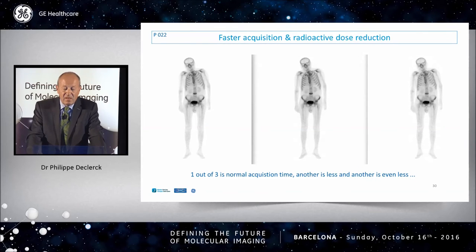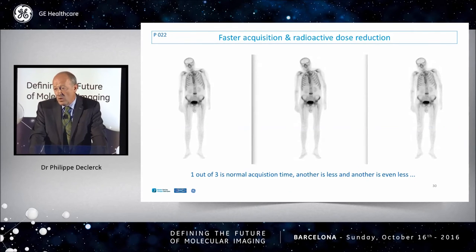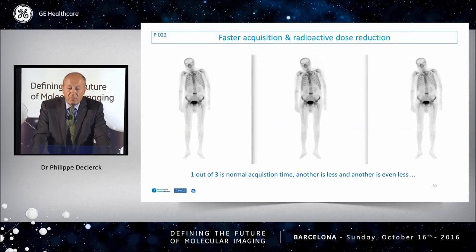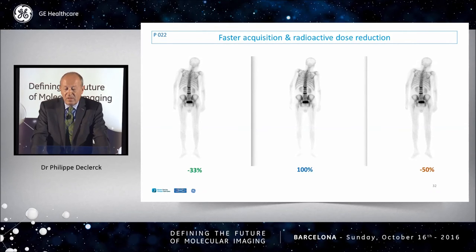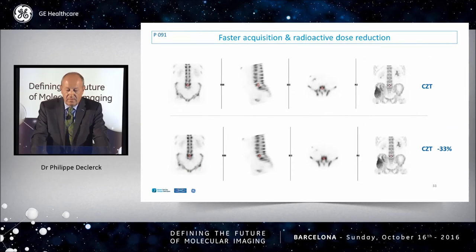That's another case. One is full-time, one is 1/3 reduction, the other one is 50% reduction. You cannot say which one is the reduced one, which one is the normal time. Posterior view. The middle is 100% normal time. Right is 50% decrease of time. And it's the same image quality.